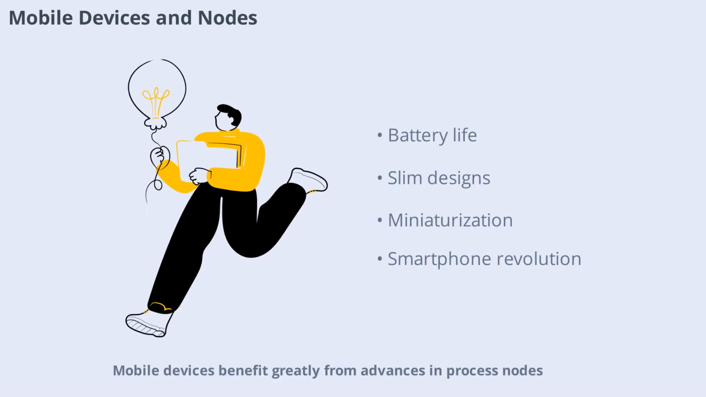Mobile devices benefit greatly from advances in process nodes. Smaller nodes mean longer battery life, faster performance, and slimmer designs. The smartphone revolution is powered by the relentless pursuit of miniaturization and efficiency in chip manufacturing.